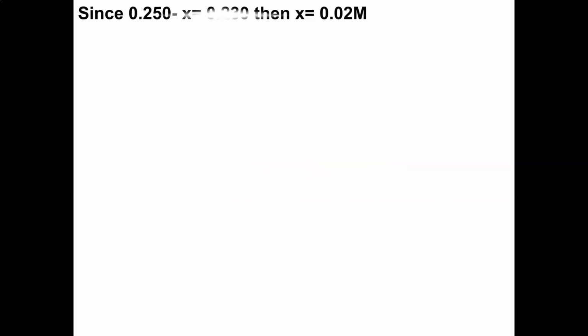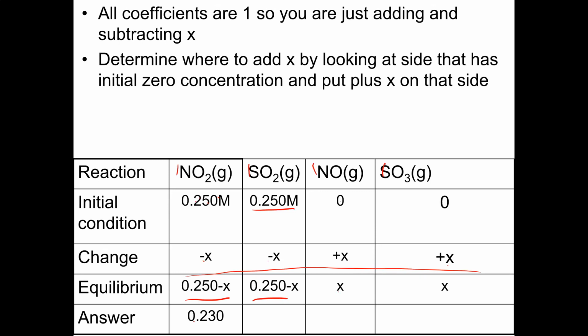Now, I'm going to solve for X. So 0.250 minus X equals 0.230. Common sense, right? You could have looked at this in your head and said this is 0.20.